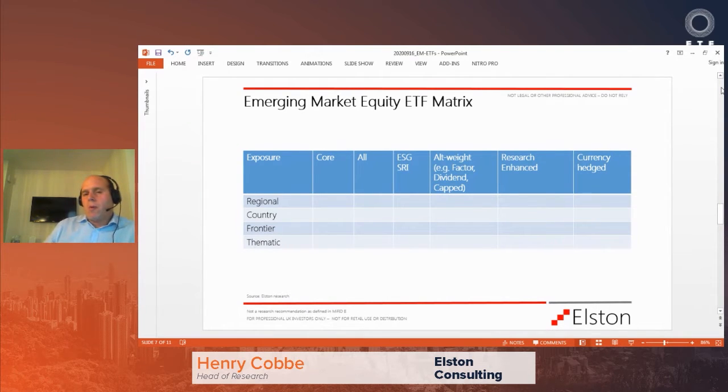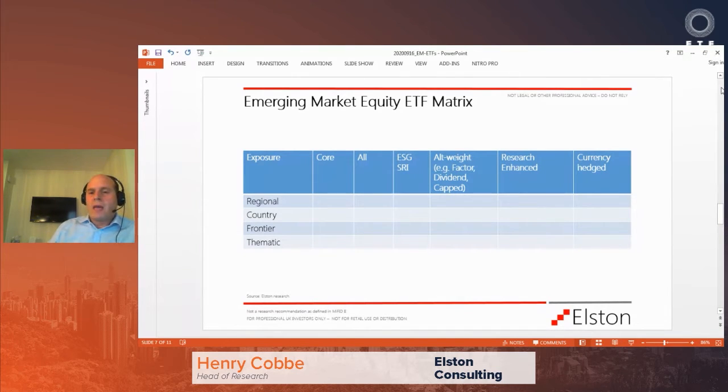So what we describe as an ETF matrix is almost like how to subcategorize different ETFs by their exposure and also by their index construction, so that we can get a more nuanced and targeted way of reflecting a particular investment view. Now, what I haven't done is mapped all 713 emerging market ETFs into this matrix. That would be a time for another day.